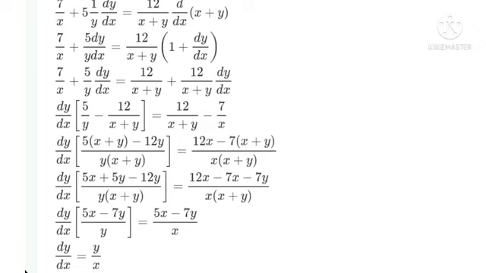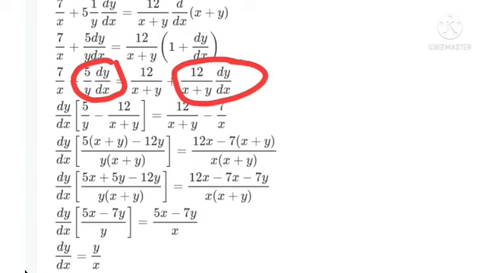Take dy by dx common. What remains? 5 upon y minus 12 upon x plus y is equal to 12 upon x plus y, and here minus 7 upon x. So you take the LCM here, simplify further, and then finally you find dy by dx.